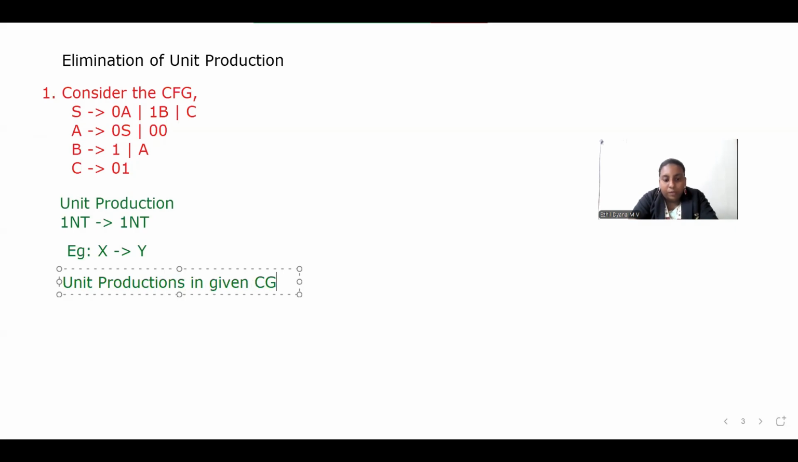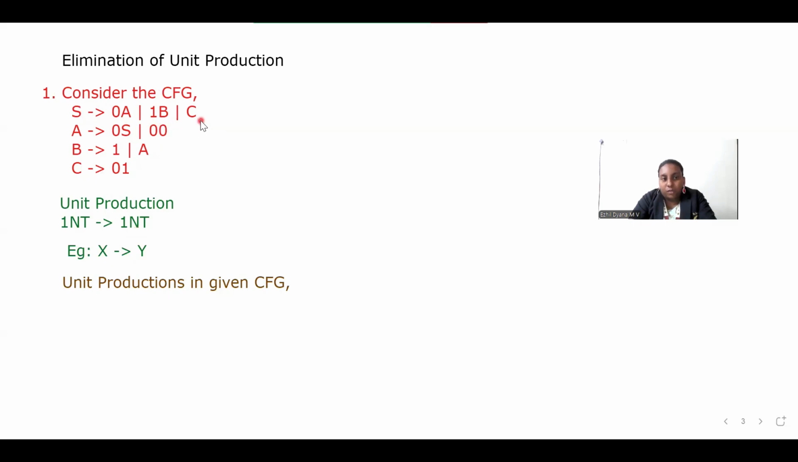Unit productions in the given CFG. So what are the unit productions in the given CFG? S tends to 0A. This is one terminal followed by one non-terminal. This doesn't satisfy this format. Next one, S tends to 1B. This is again one terminal followed by one non-terminal. This also doesn't satisfy the format.